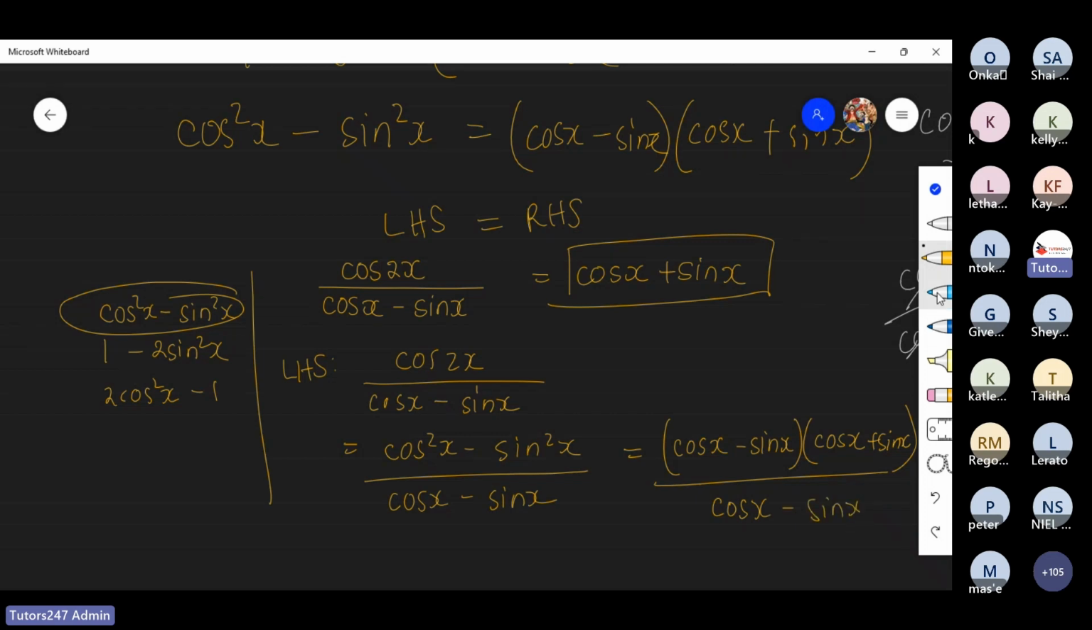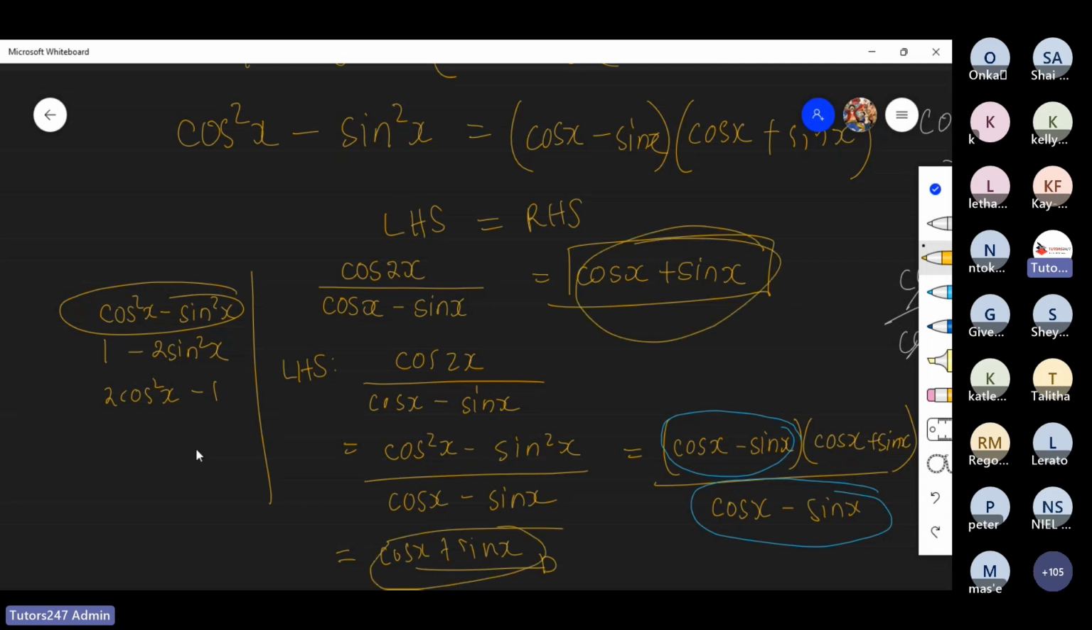And from here, you can see that cos x minus sine x and cos x minus sine x cancel one another out. Now you are left with cos x plus sine x, and that's it. As you can see, we have now proved that the left-hand side is in fact equal to the right-hand side. So all we needed to do was to be able to identify which is the correct identity out of the 3 that we know in order to use in this specific question, okay?